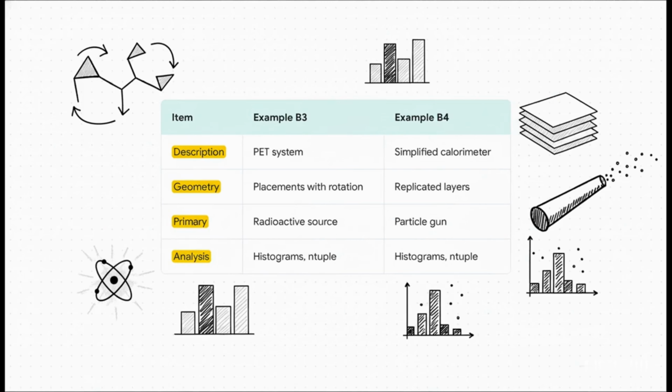Okay, now let's check out B3 and B4, because you can see how things start getting even more powerful. B3 shows you how to handle geometry with rotation, and crucially, how to use a radioactive source instead of just a simple particle gun. Then B4 introduces a really powerful concept, replicated geometry for building layered detectors like a calorimeter.